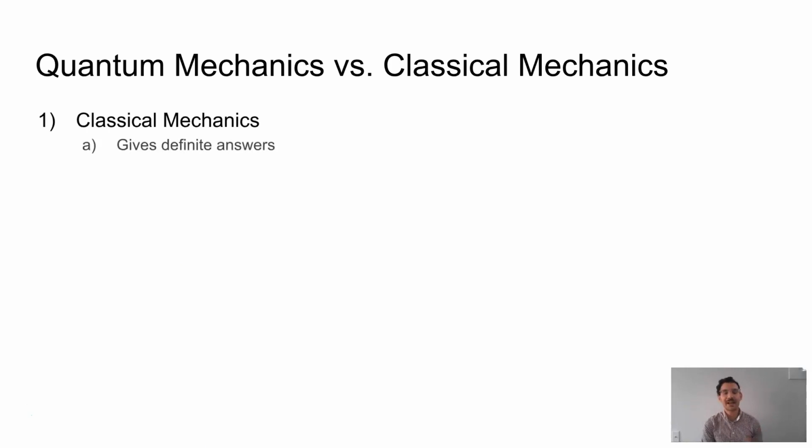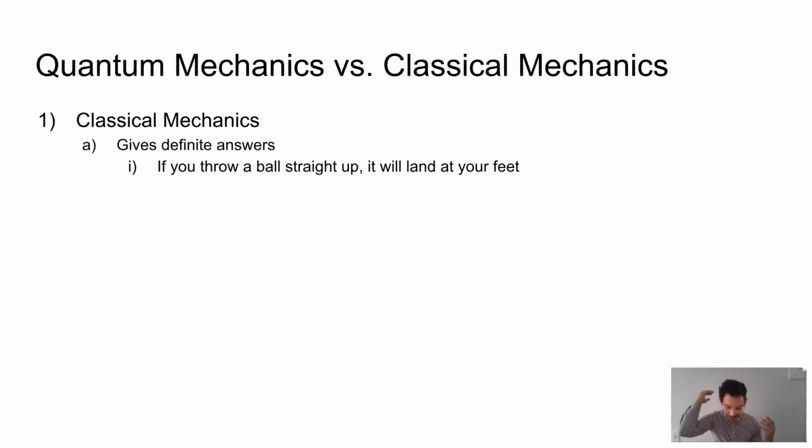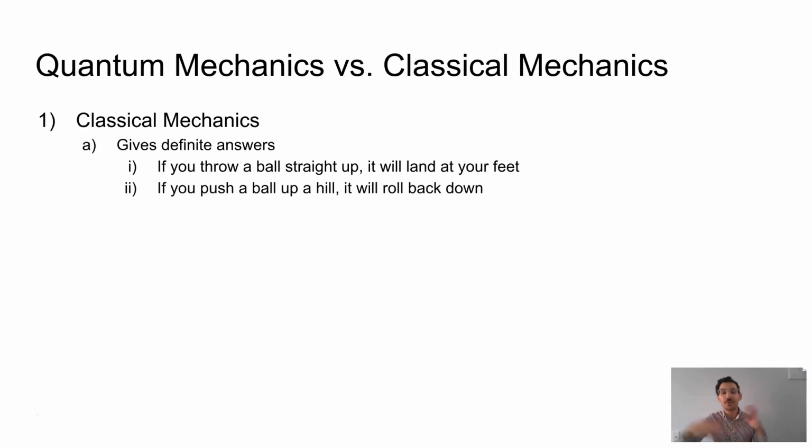In classical mechanics, we get very definite answers to problems. So if we do a calculation for throwing a ball straight up, we can determine that it's going to land at your feet, if there's no wind resistance and you toss it perfectly straight up. Or if you push a ball up a hill, it will definitely roll back down that hill. Or we could say that something is at a very fixed definite position, like the electron is at this position, right there.